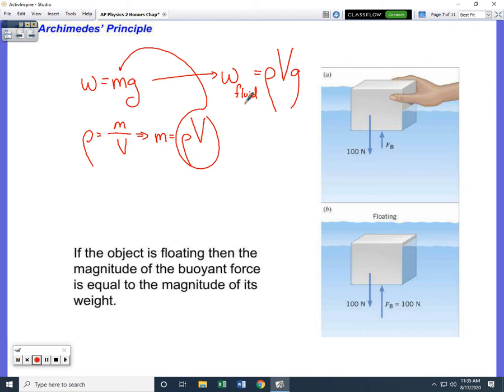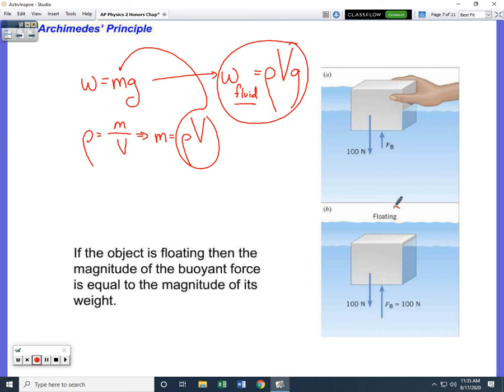Now, you don't actually have to do this just for a fluid. It could be for any object. If you know the density of the object, the volume of the object, and gravity, this is another way of finding the weight of that. So the idea, this first picture over here, is showing that if I take this 100 Newton object and I put it in the water, there's going to be some buoyant force because it's displacing some of the water.